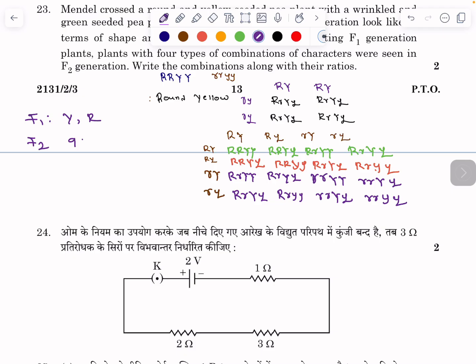So here 9 plants have round and yellow seeds, and 3 plants have round and green seeds, and the next 3 plants have wrinkled and yellow seeds, and the next one plant has wrinkled and green seeds. That means you will get 9:3:3:1 type of plants in the F2 generation. Okay, and this is your answer.